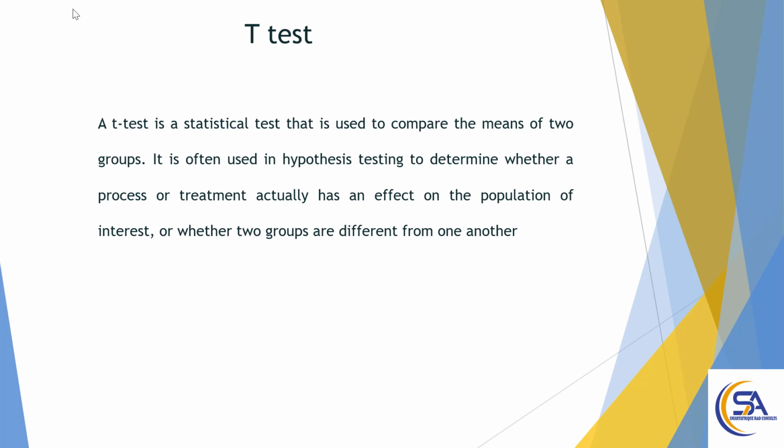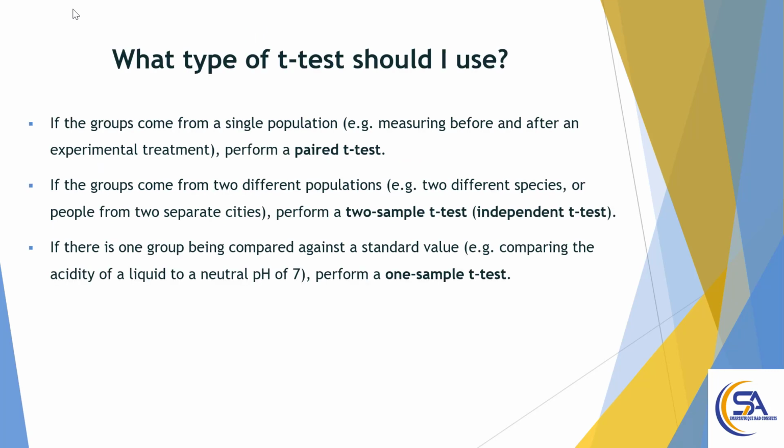Now, a T-test is a statistical test that can be used to compare the means of two groups. It is often used in hypothesis testing to determine whether a process or treatment actually has an effect on the population of interest, or whether two groups are different from one another. What types of T-tests should I use? And this is the question.